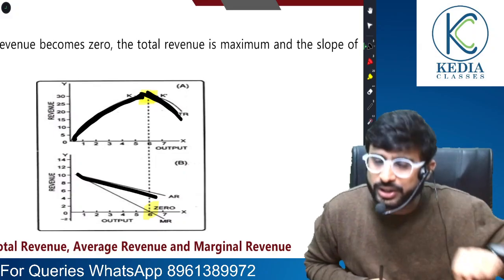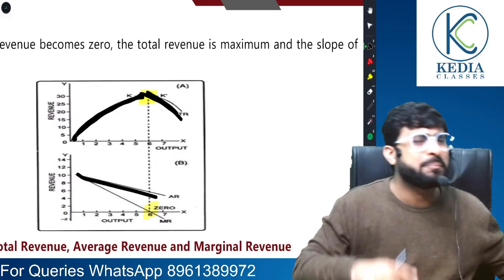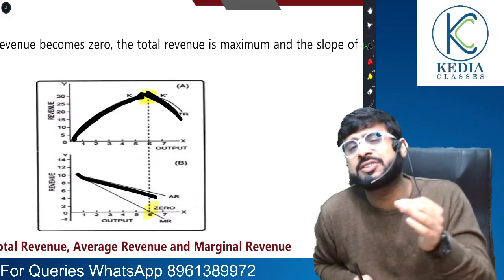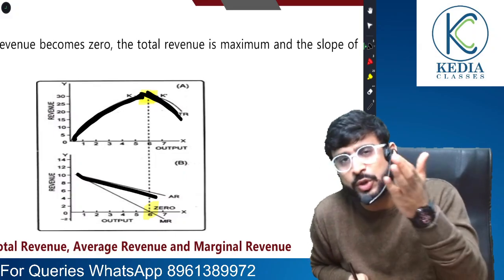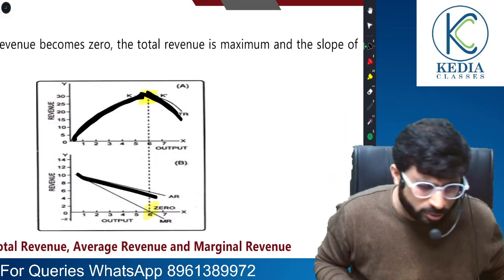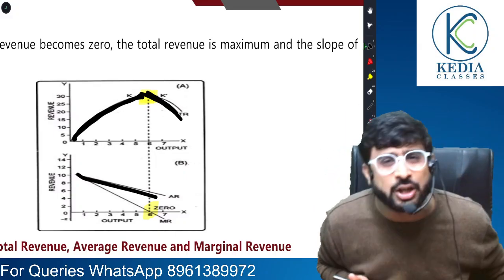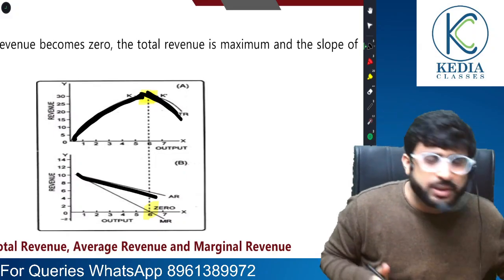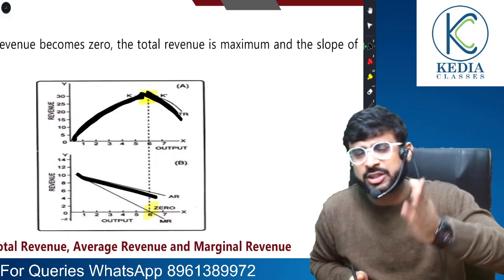Can MR be 0? Yes. Can MR be negative? Yes. But can AR be 0? AR is basically price. AR means average revenue. It is basically price. Can you sell a product for free? No. Can AR be negative? No. AR negative means price negative.